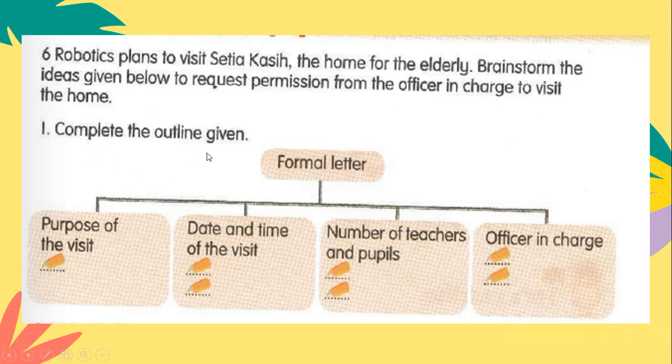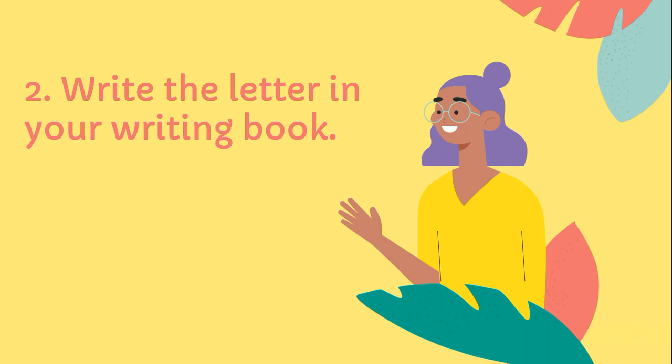Number 1, complete the outline given. So the first one, you need to mention the purpose of the visit. For example, you want to give donation, or you want to help around the house, to clean around the house. Okay. Next one, the date and time of the visit. Then number of teachers and pupils that are going to visit. And finally, officer in charge. Okay. Then write the letter in your writing book. You may refer to the example that we practiced just now for guidance.